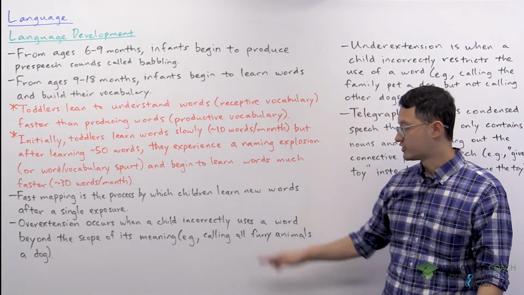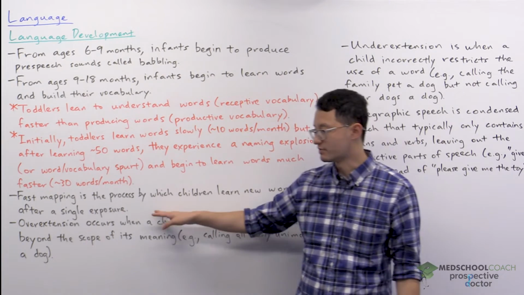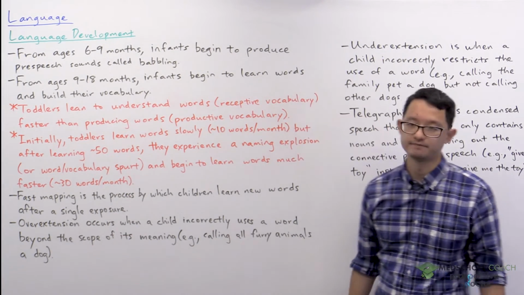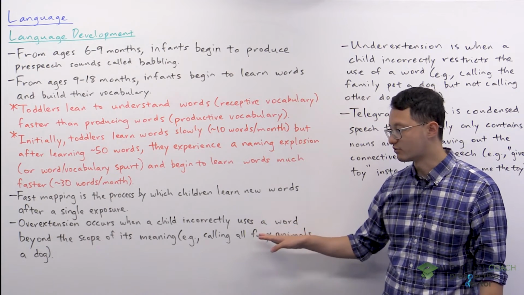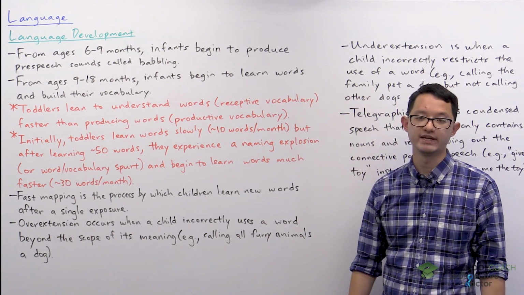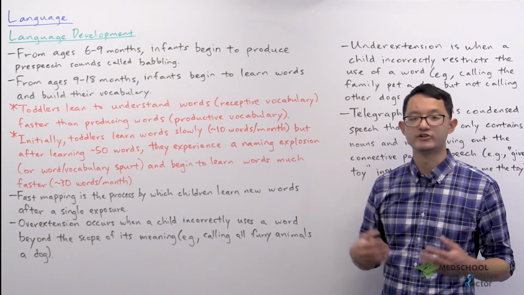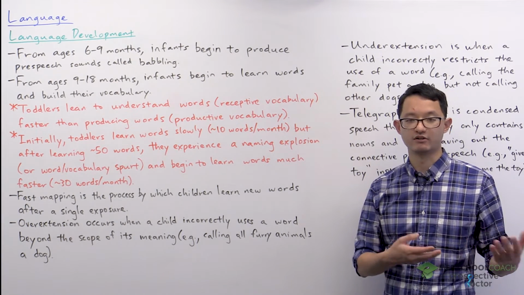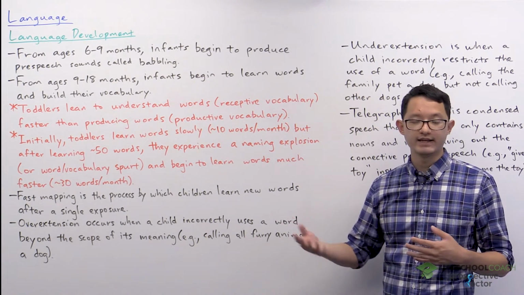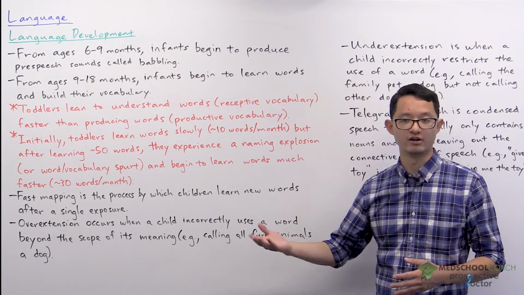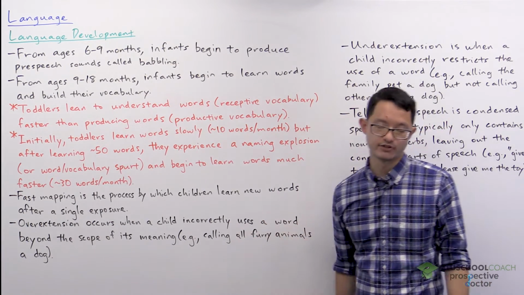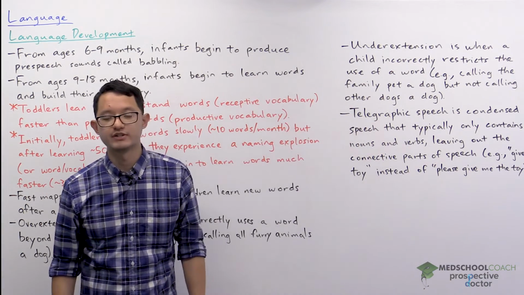The process by which children learn new words after a single exposure is called fast mapping. Overextension is when a child incorrectly uses a word beyond the scope of its meaning. An example would be a child learns that their pet dog is called a dog. When they go outside, they see a furry animal like a cat, and they call the cat a dog. That is overextension.